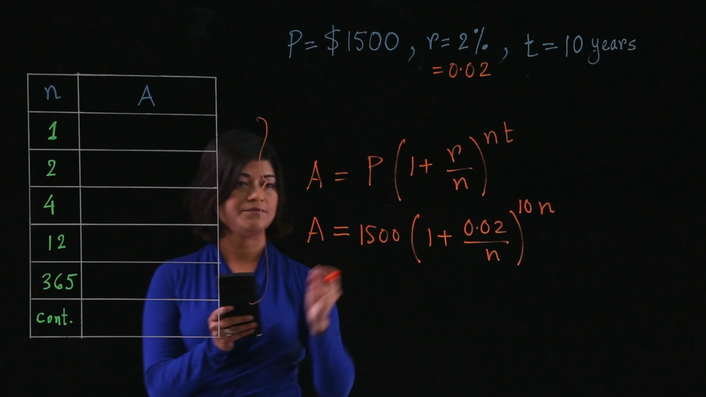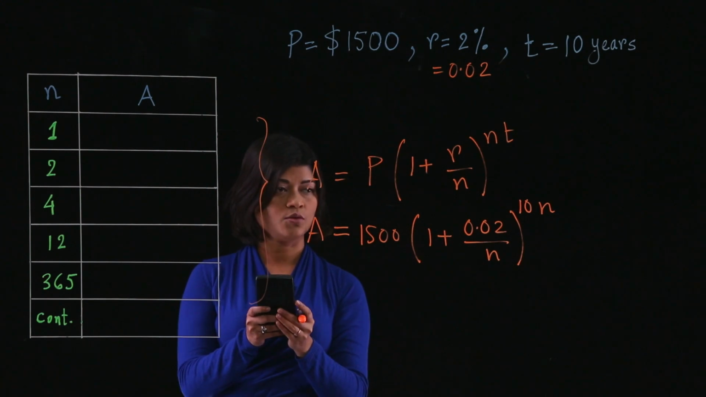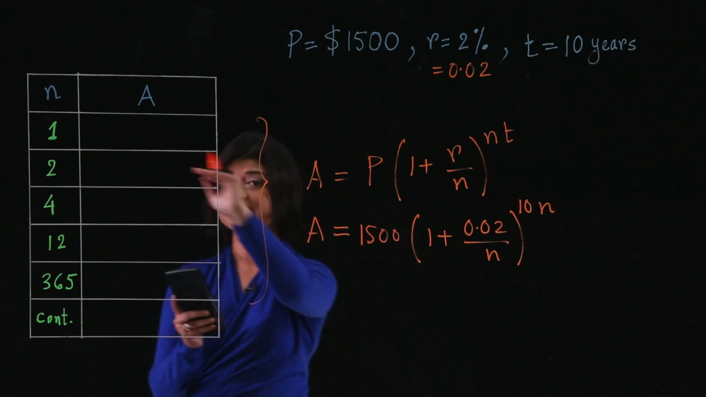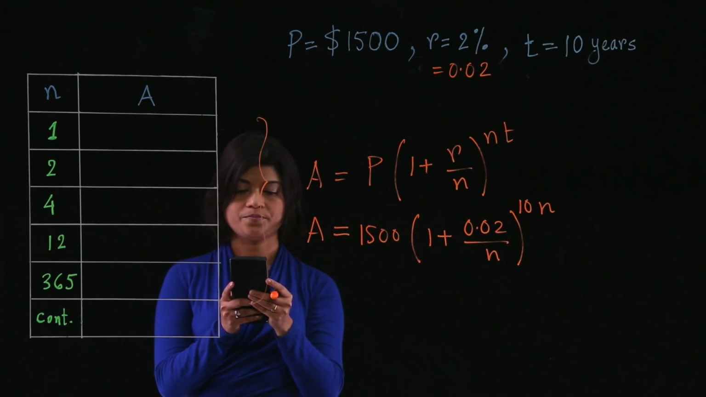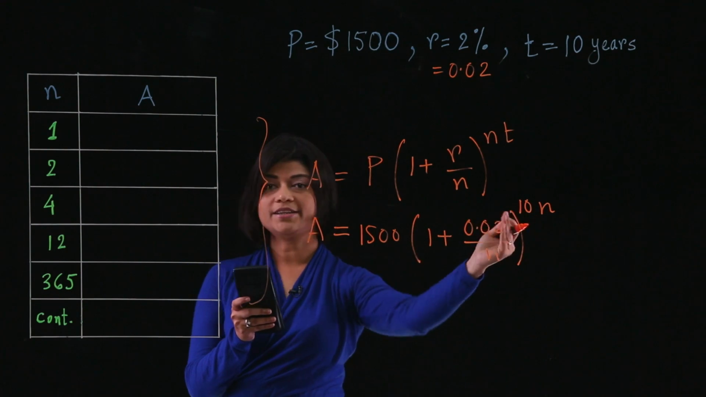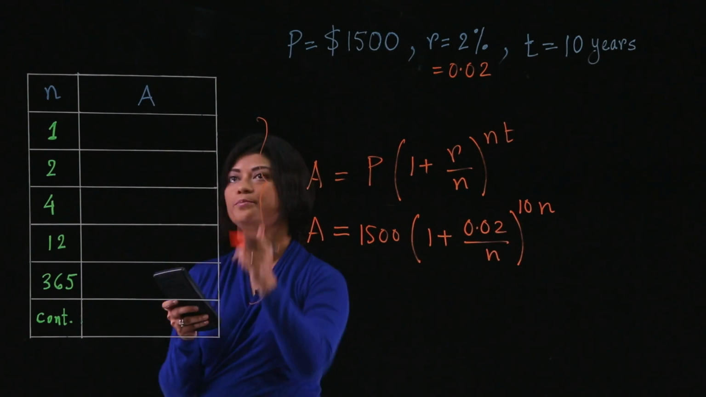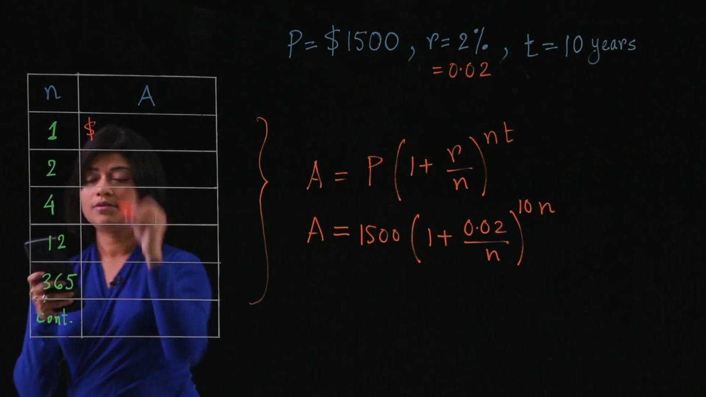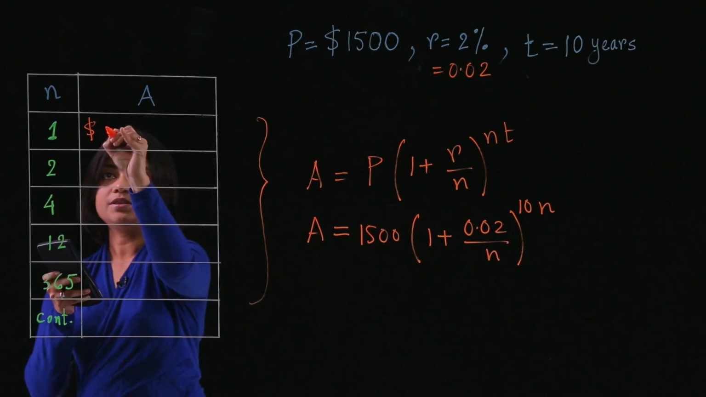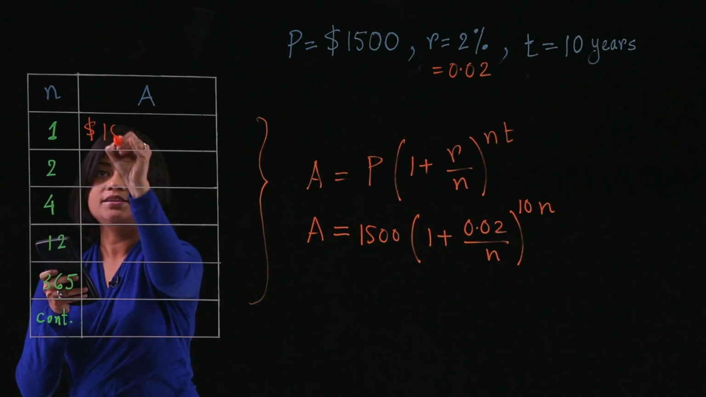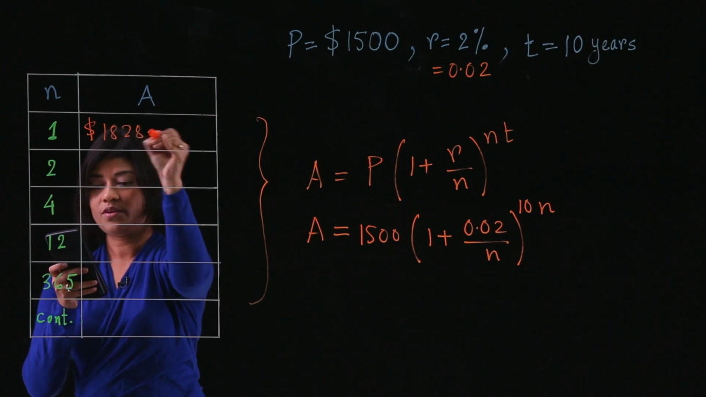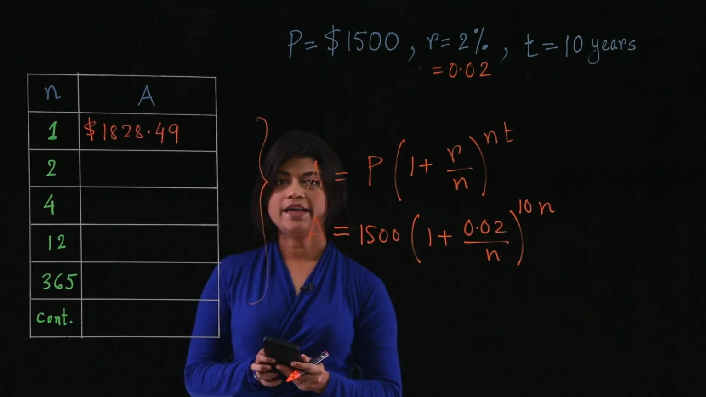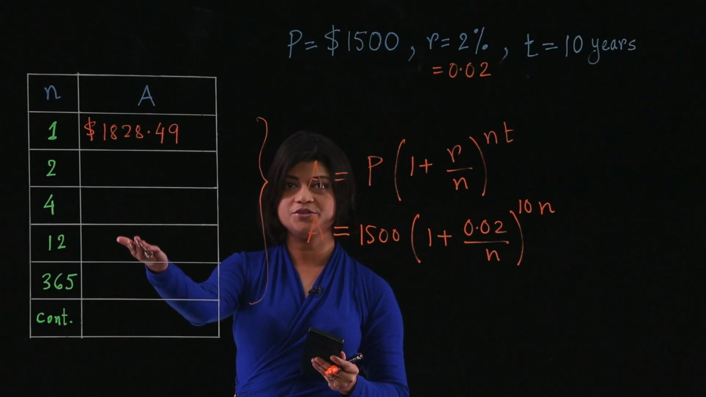So first start with 1,500 times 1 plus 0.02 divided by n. n is equal to 1, so plug in 1, to the power 10 times 1, and you get approximately, so it's a balance, it's in dollars, 1828.49. And you can see we'll continue doing this.